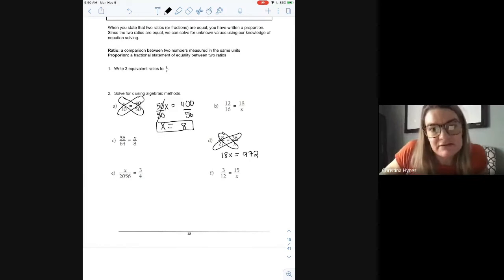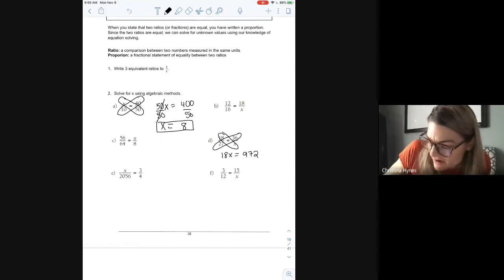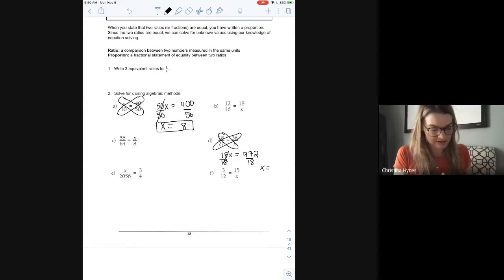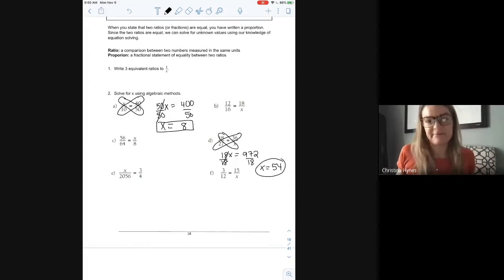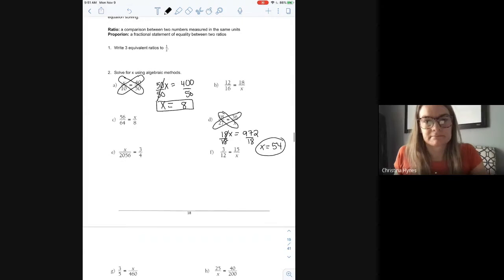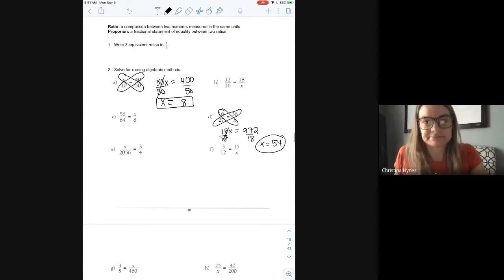Then to get rid of the value in front of x, you just have to divide, because right now they're multiplying. If you don't see anything between them, you're going to divide both sides by 18. So x equals, and in your calculator, 972 divided by 18 gives me 54. And that's your answer. Okay? How's that? Easy, hard? What do you guys think?